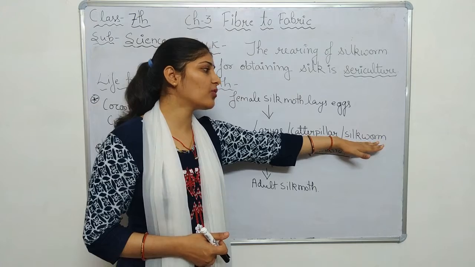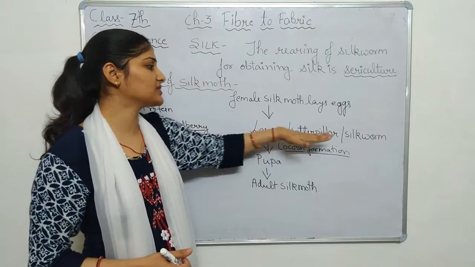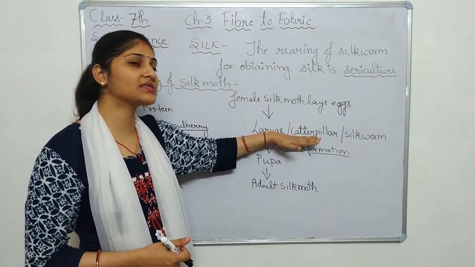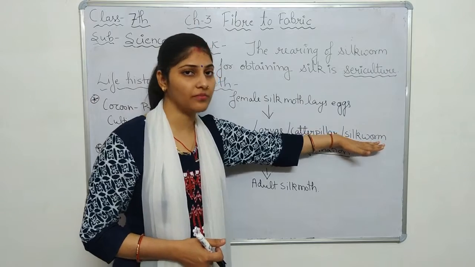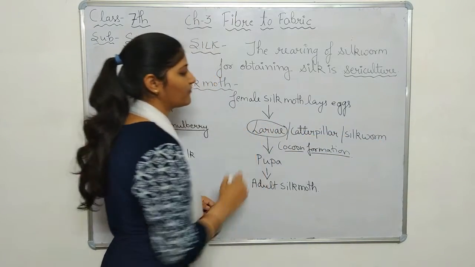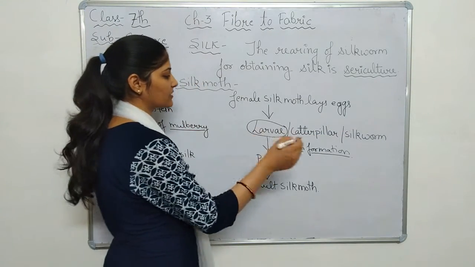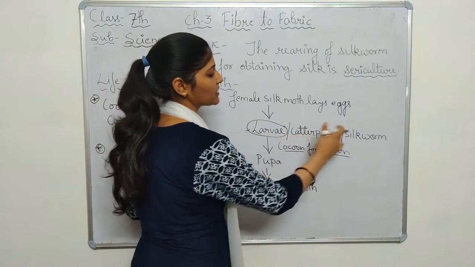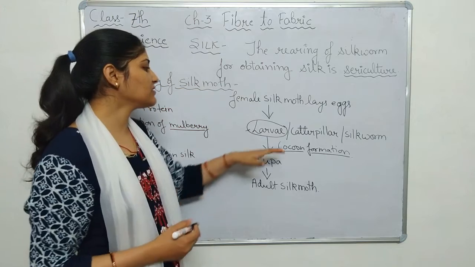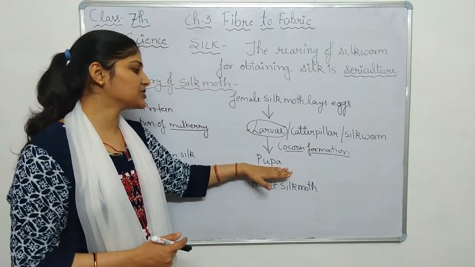These are called silkworm because at this stage, the larva or the caterpillar produces the silk fiber. Hence the name silkworm. So the question can become, which stage of the silk moth produces the silk fiber? The larvae or the caterpillar, or you can say the silkworm, produces the silk fiber. Then after this larval stage, the next stage is pupa.